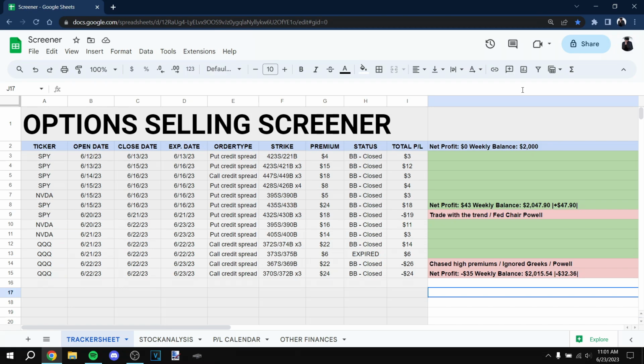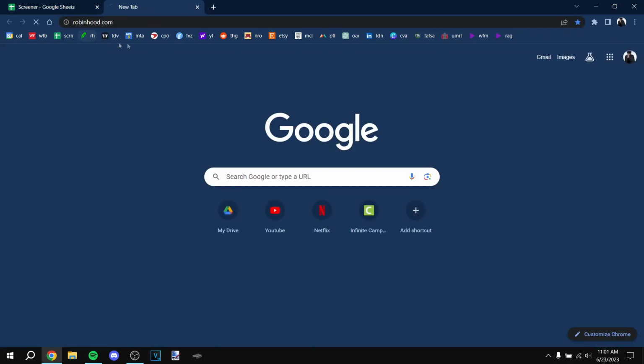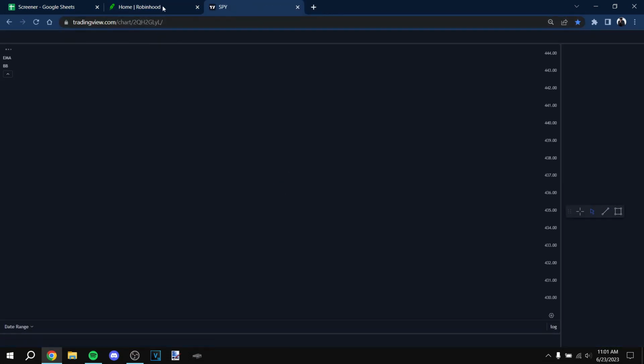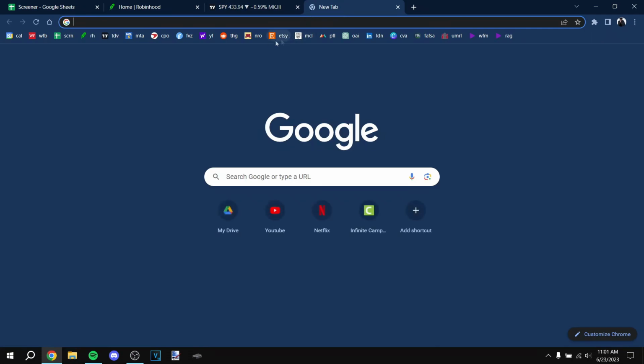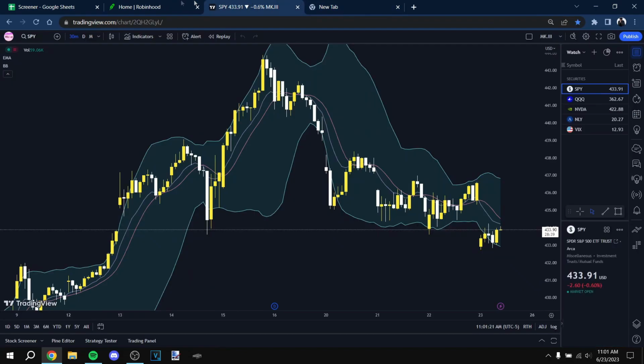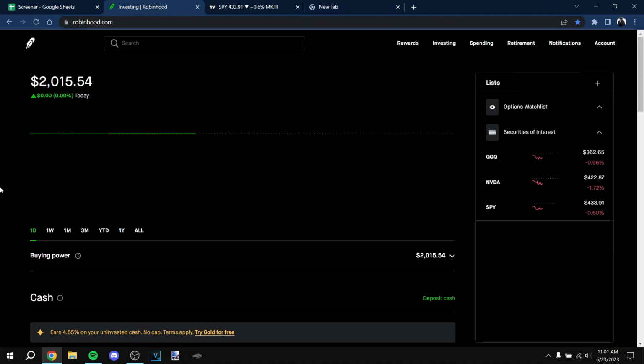And so let me just talk through this. I'm going to open up my Robinhood account, and let me also open up TradingView. Is there anything else I need to open up in here? No. Finviz and Yahoo Finance, I don't need to open up those. But here's my Robinhood account.